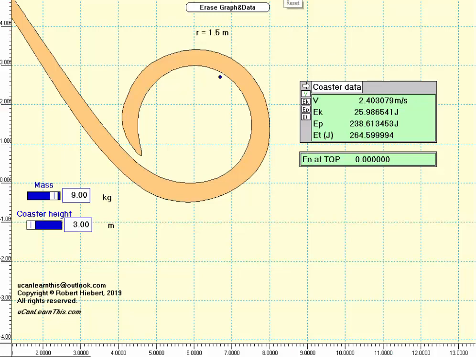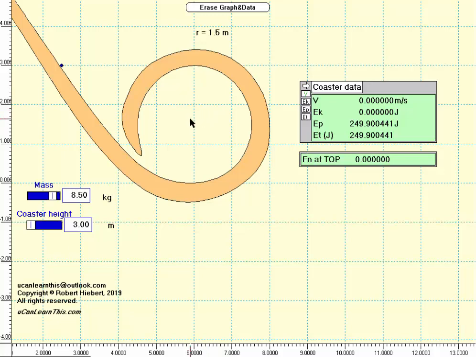Maybe if we give the coaster more mass. So let's bump it up to 10, see if that makes any difference. Here we go, no difference at all. Well, let's make the coaster a lot lighter. Let's make it 3, and no difference at all. So you should be getting the idea that the mass of the coaster does not matter. And when we do the work problems, you'll see why that's the case.